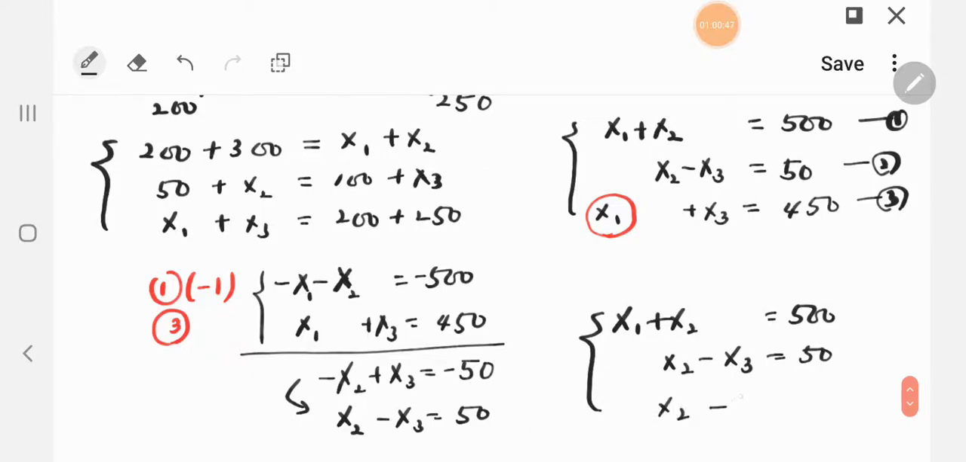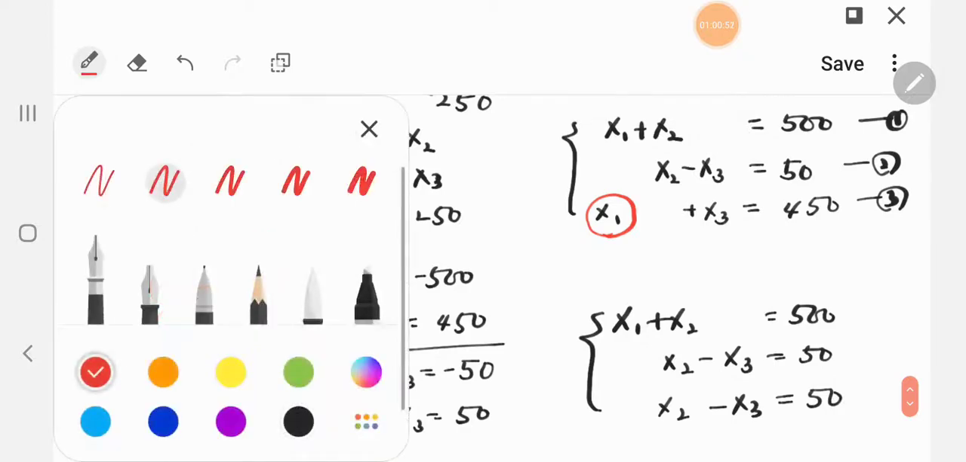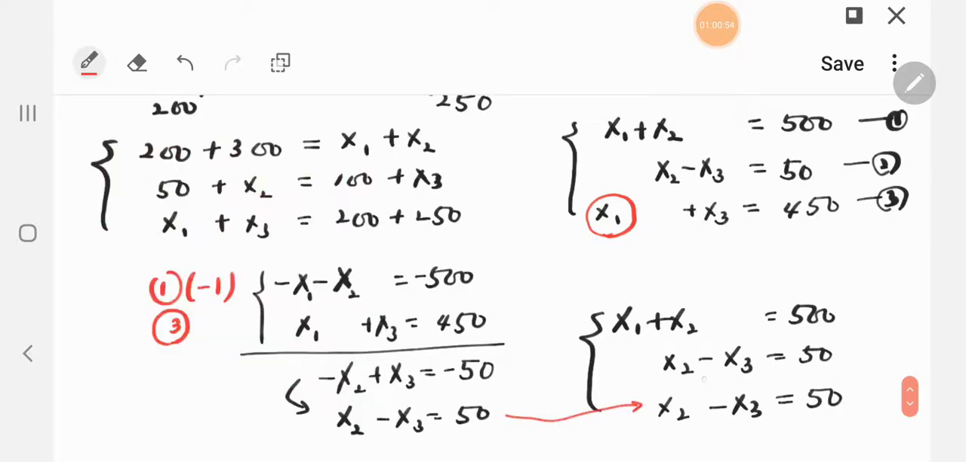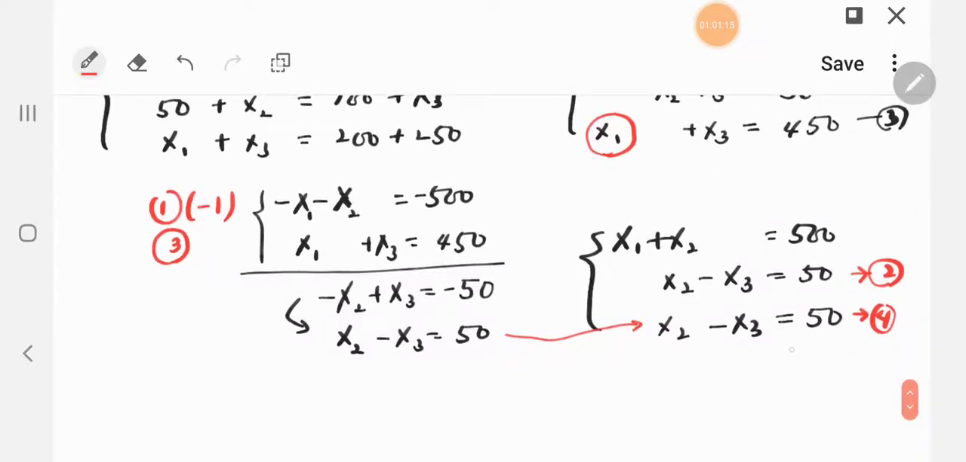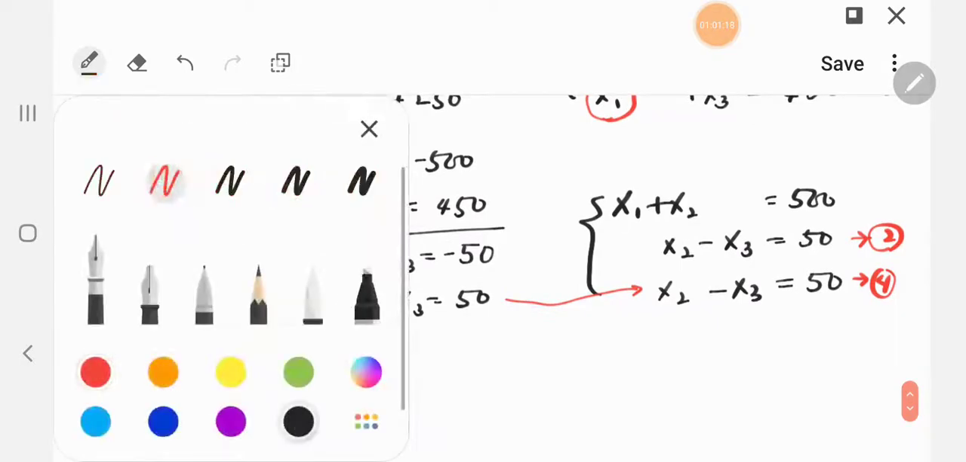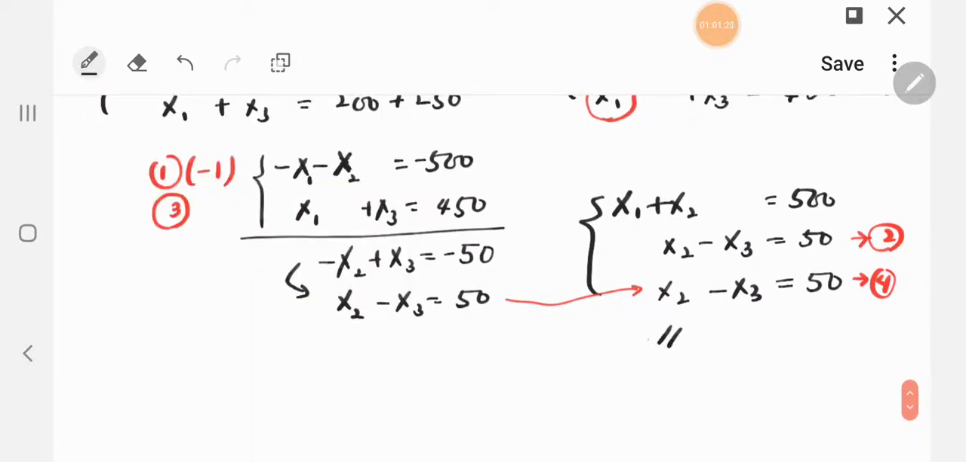And the third equation, now replace the third equation with our result. The result is this one. Look at this. The second equation and third equation are the same. This is the third equation, right? This is equation 2 and this is equation 4. And these two are actually equal. Equal means the third equation is 0.